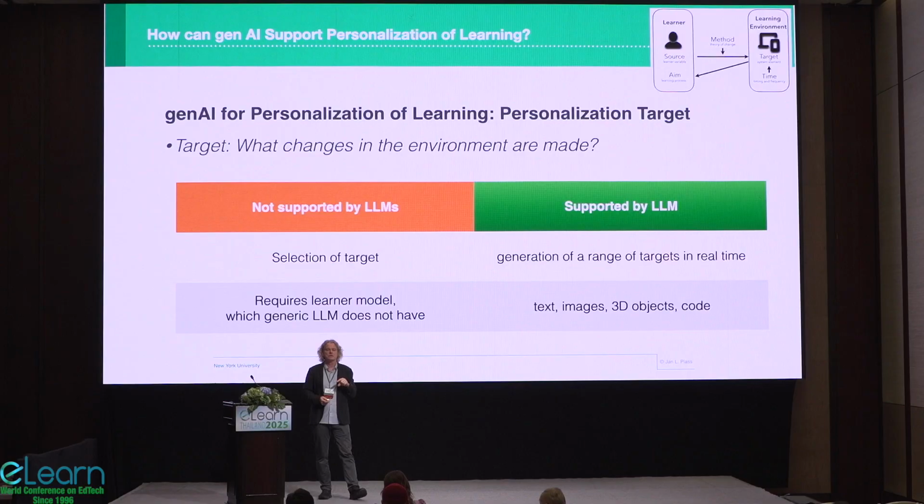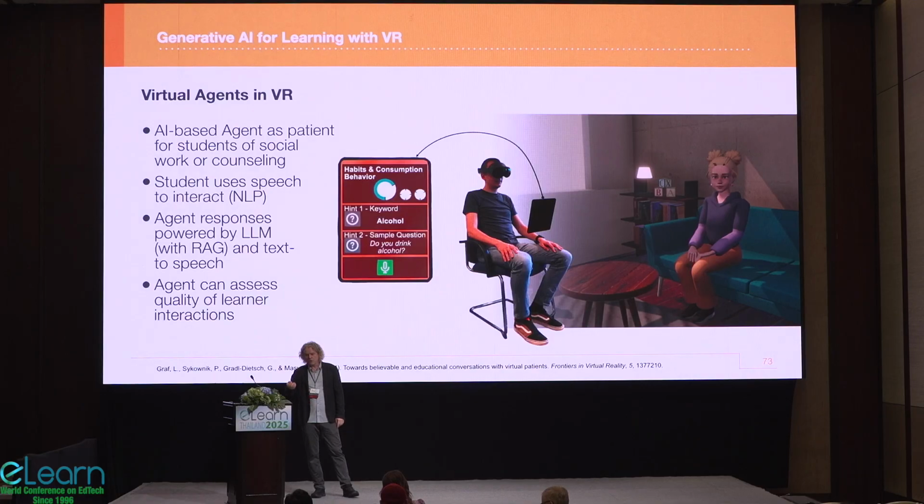And that, again, is super interesting because now we could say, once there is a personalization method that a human has identified or built into the system, now I can ask the LLM to act. For instance, here in this dialogue with the virtual agent, we are back to AI-based agents, but here we have a system where we teach, for instance, social workers or counseling students to talk to a patient, right? The student uses speech to interact, so now we're using NLP. Where the agent responds, now we're using retrieval augmentation to make sure it stays within a certain script, and the agent can also assess the quality of learner interactions. There are several systems like that.